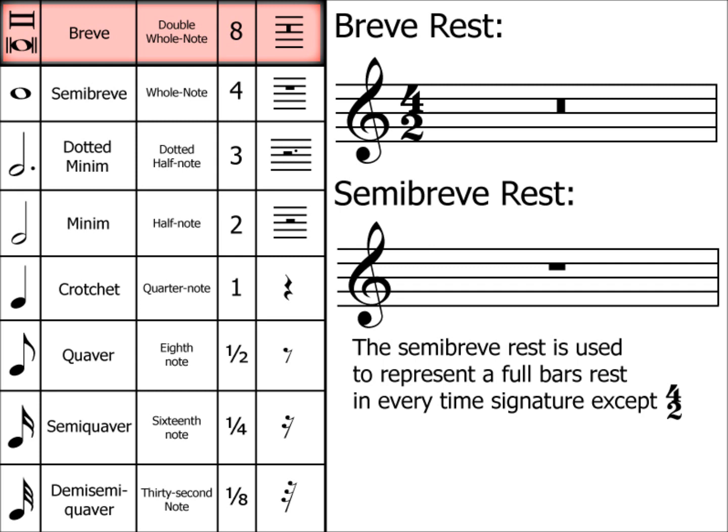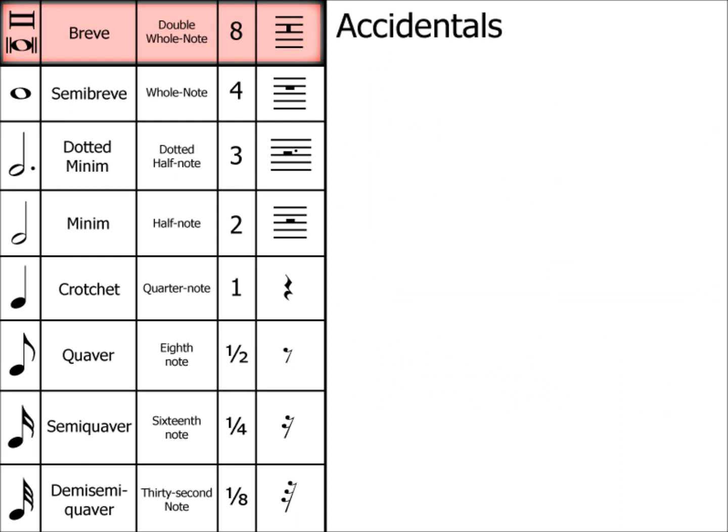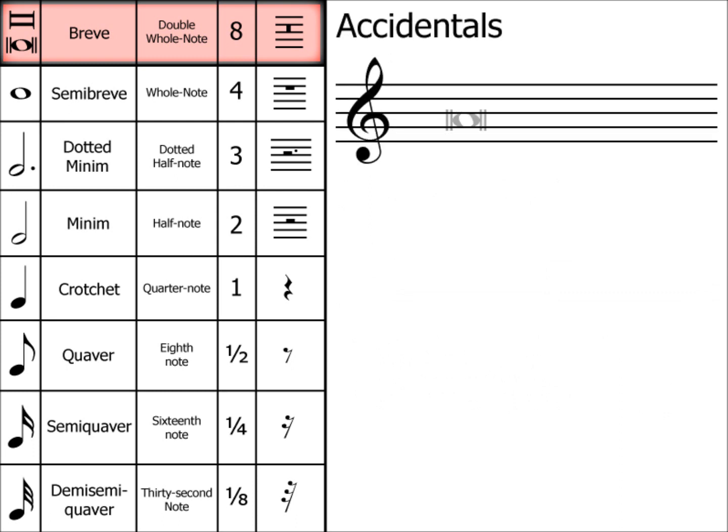One final but important thing to be sure of if you're using Breves: accidentals. If you need to add an accidental, a sharp, flat, natural, or even double sharps or flats, the symbol sits outside of the lines like this. Never be tempted to place it inside of the lines like this.